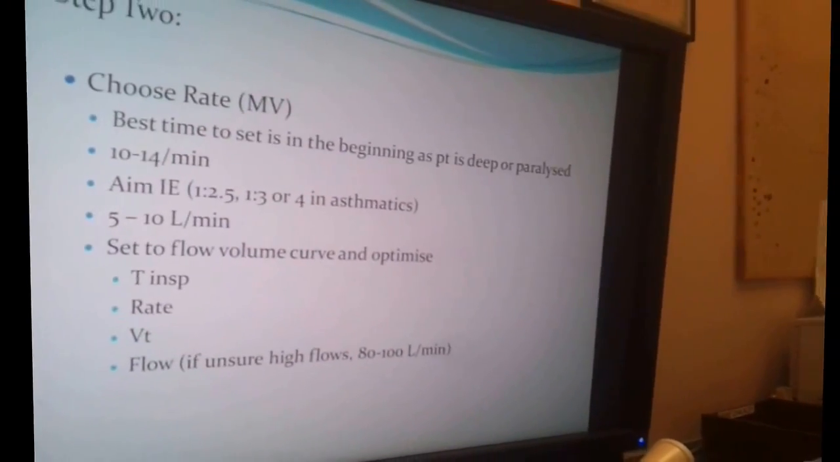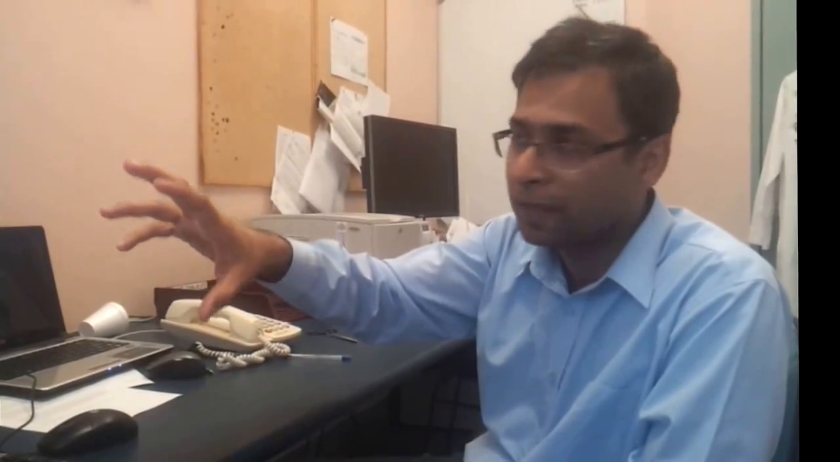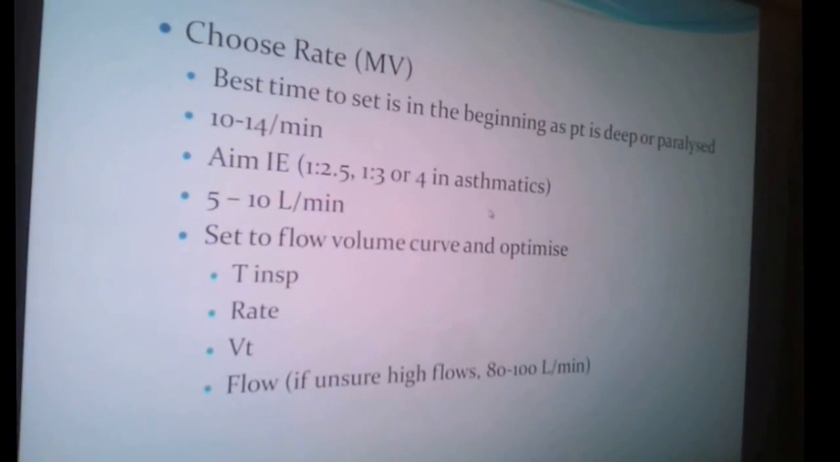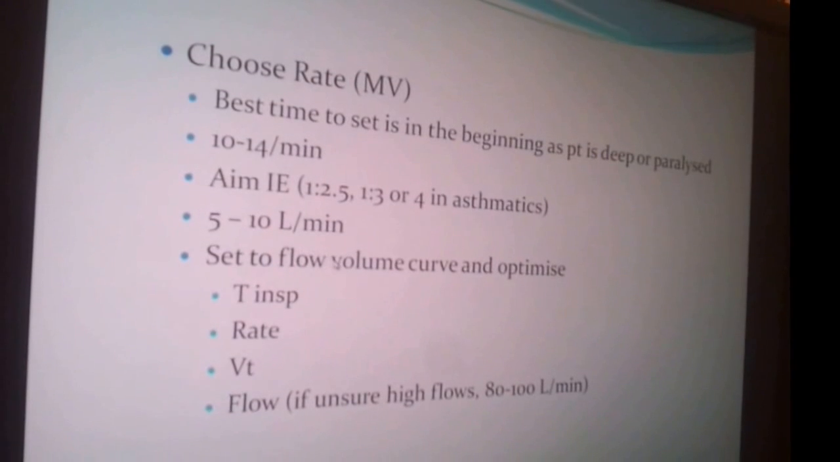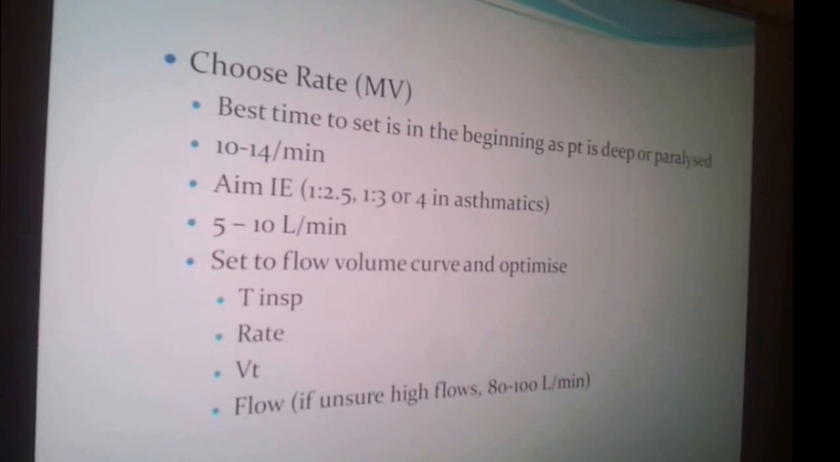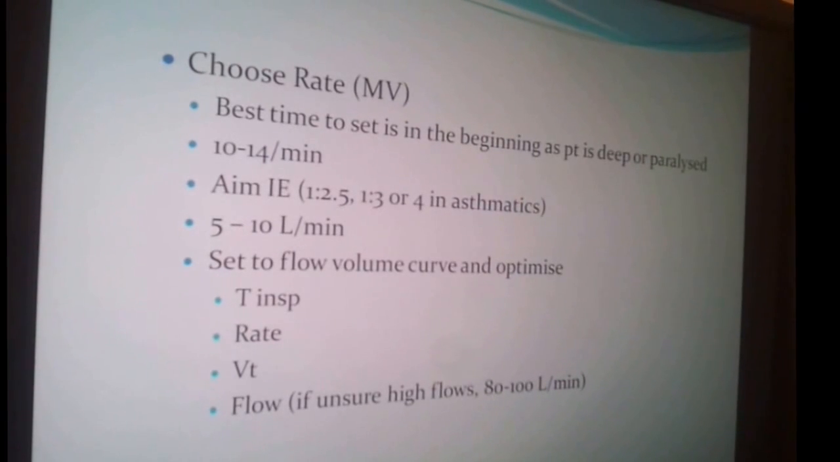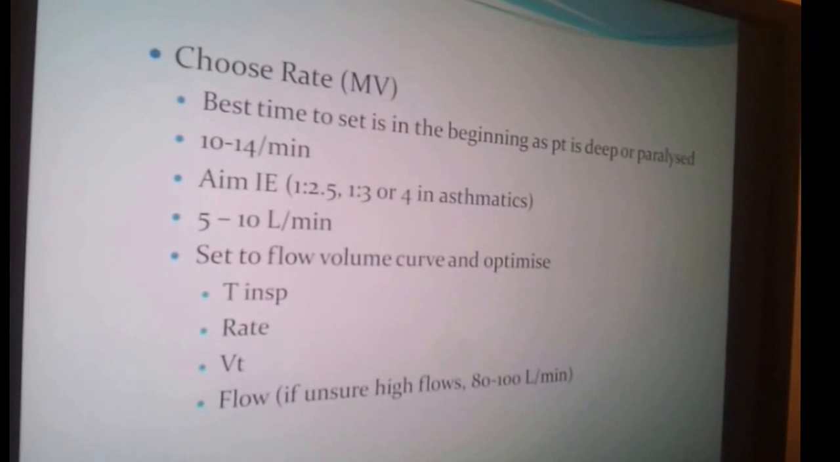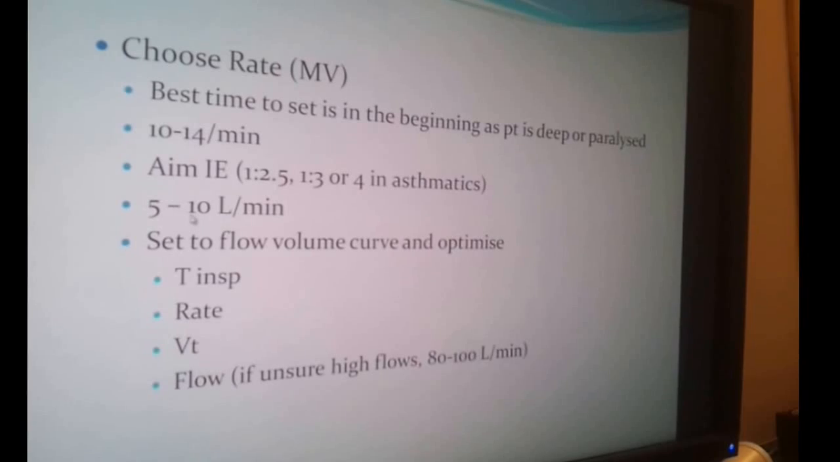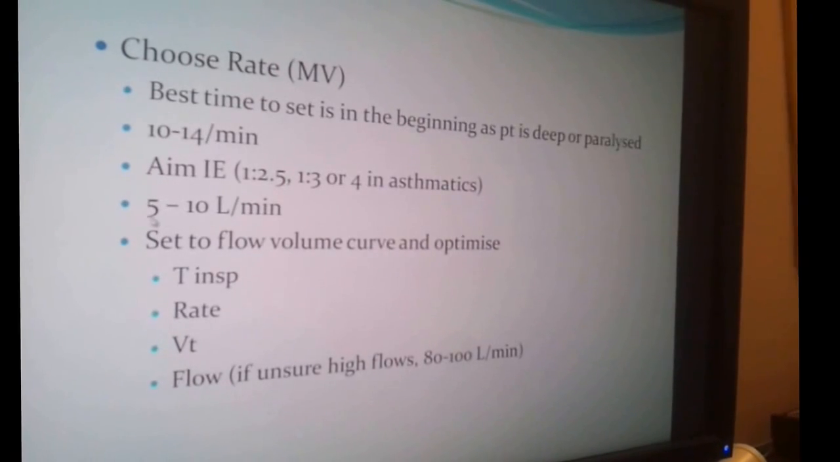You just have to titrate your rate, your volume and your minute ventilation to the patient's illness and their requirements. Okay, IE ratio: aim at 1 to 2.5 in a normal person, 1 to 3 or 4 in asthmatics, or even 5. Now, what is normal minute ventilation? Some books say about 110 mils per kilo. So 5 to 10 is the usual that one should aim at. I would usually start initially at 8, and if I need to, I'll work my way up, or down.